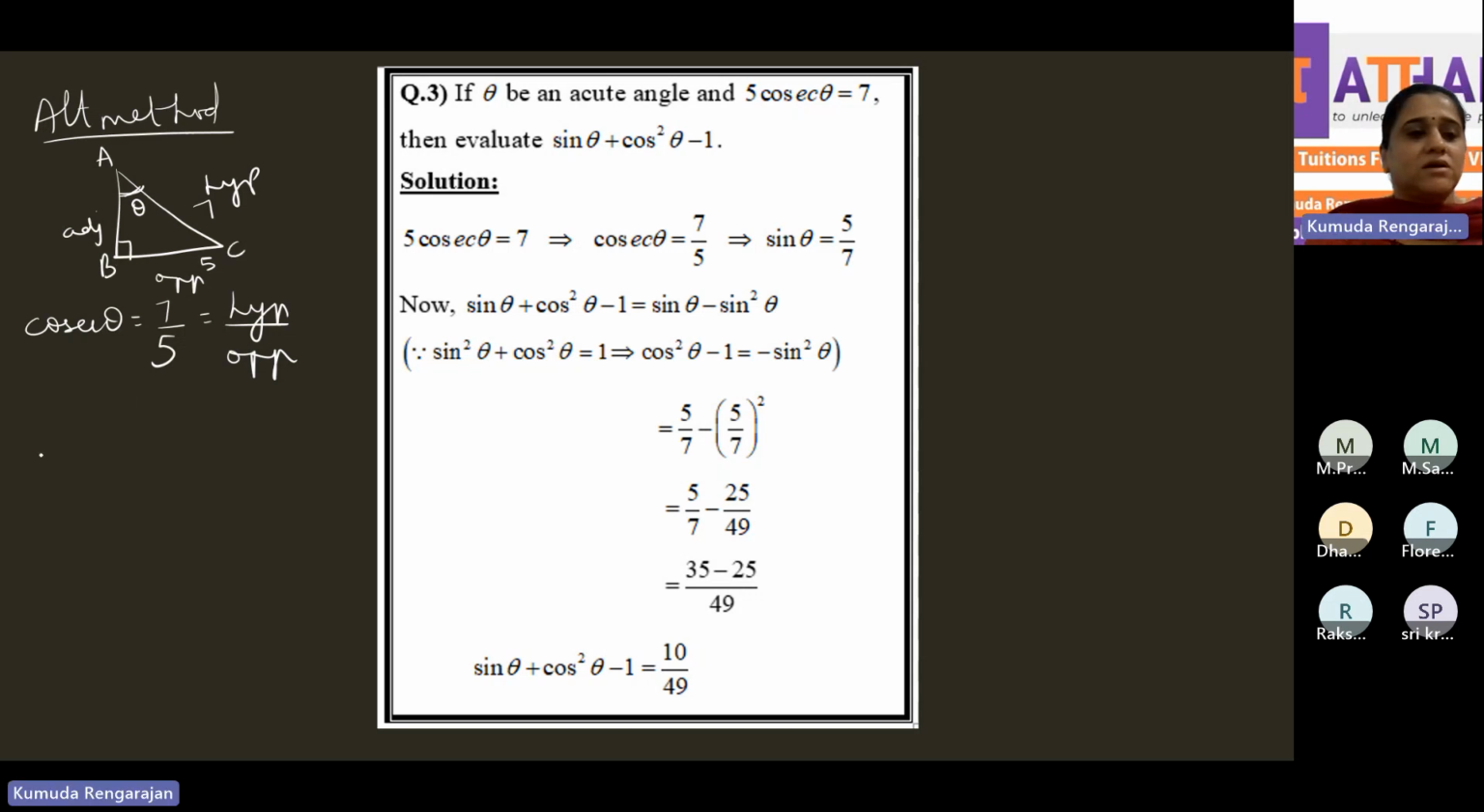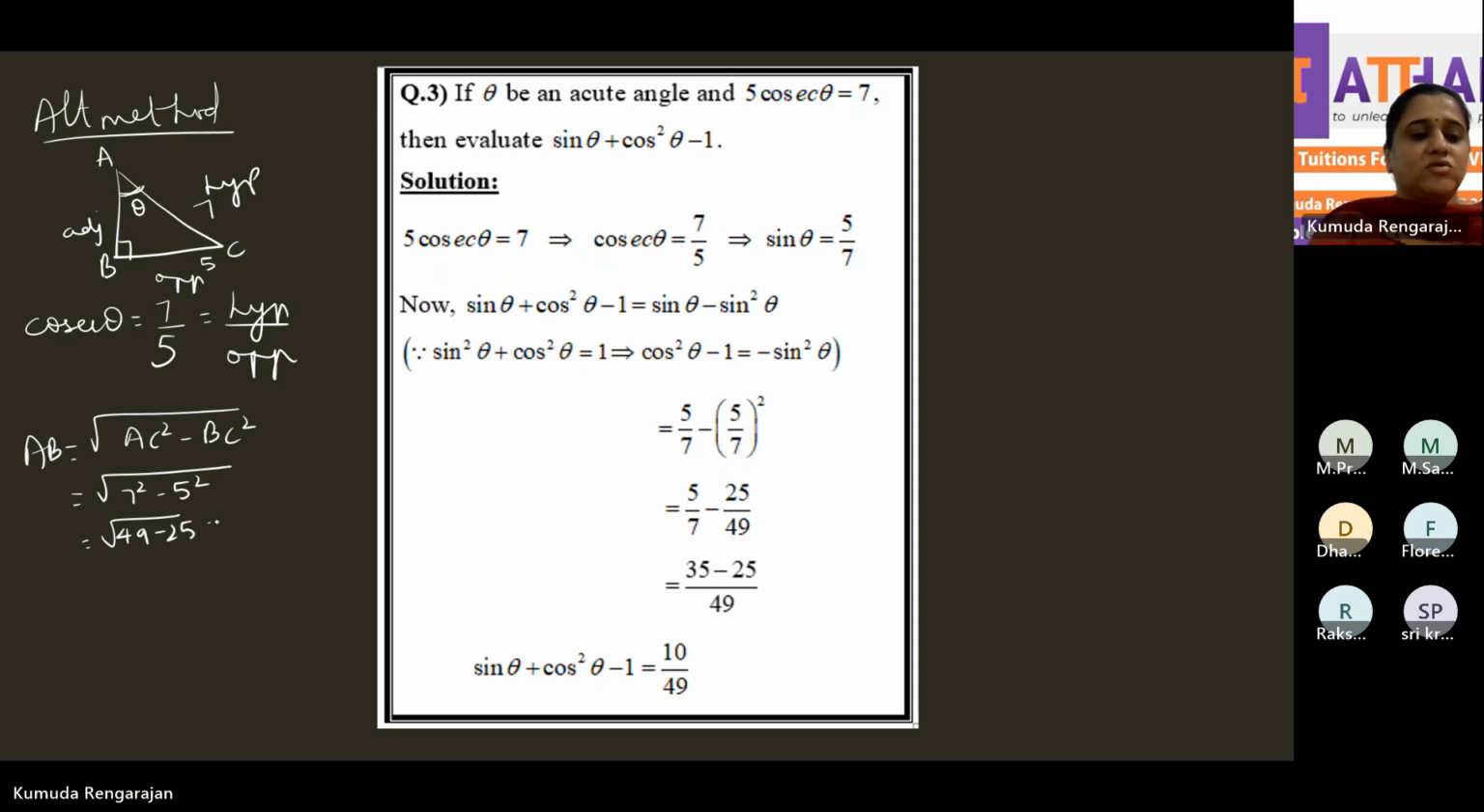In triangle ABC, AB by Pythagoras theorem will be the square root of AC square minus BC square. So that is the square root of 7 square minus 5 square, 49 minus 25. So square root of 24. That is about AB. Now we'll answer these ratios.